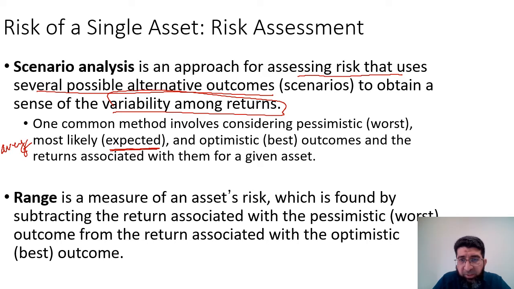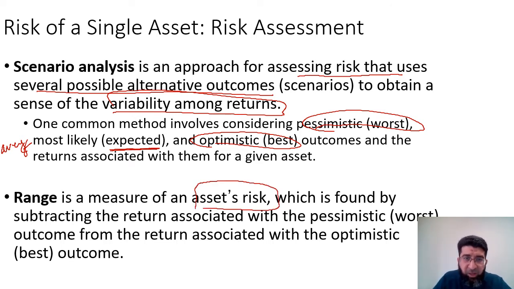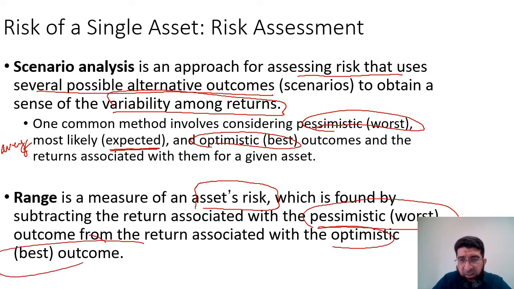We have also a pessimistic or worst case scenario, and then we have an optimistic best case scenario. So we'll look into this in a moment. Then we have range. Range is a measure of an asset's risk, basically a distance between maximum and minimum. So it is found by subtracting the return associated with the pessimistic worst outcome from the return with the optimistic outcome. So it's basically the max minus minimum that will give you a range.